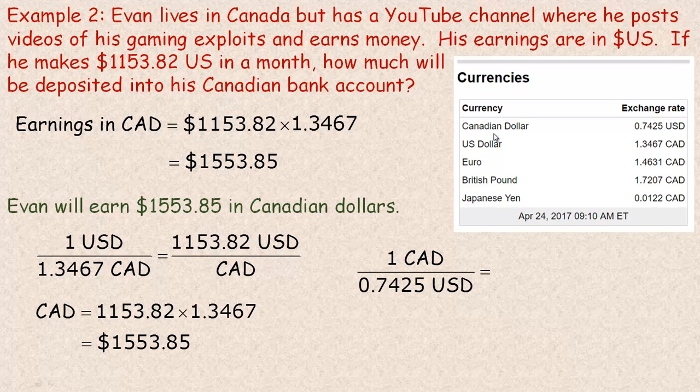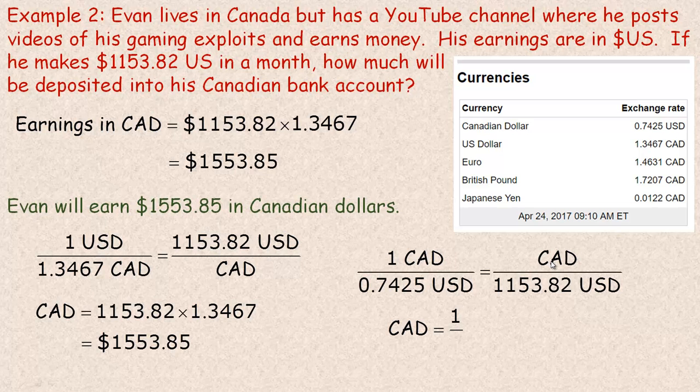Another way to do it, using the top one, is this says a Canadian dollar is worth 0.7425 US dollars. So 1 Canadian dollar is 0.7425 US dollars. So in our proportion, see, I've got my Canadian dollars on top this time and US dollars on the bottom. We were told it was 1153.82 US, so the 1153.82 US goes down here. And this is my unknown. I'm trying to figure out what the Canadian dollars are up here.